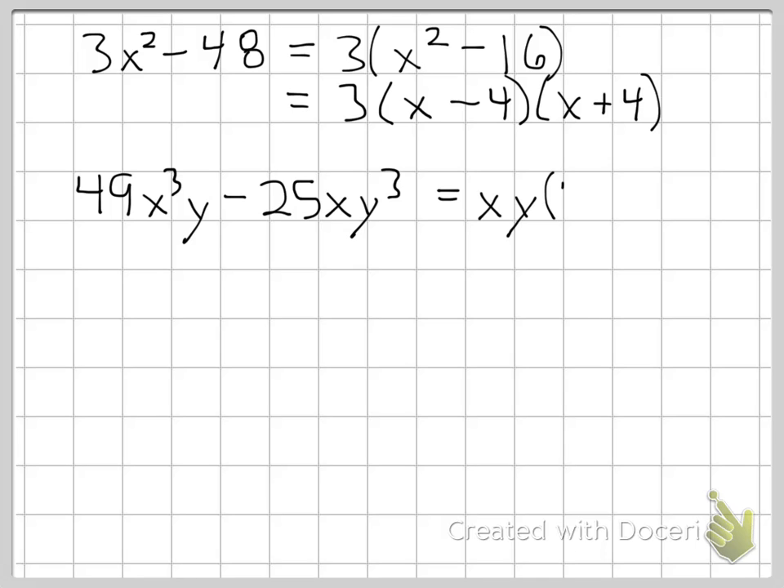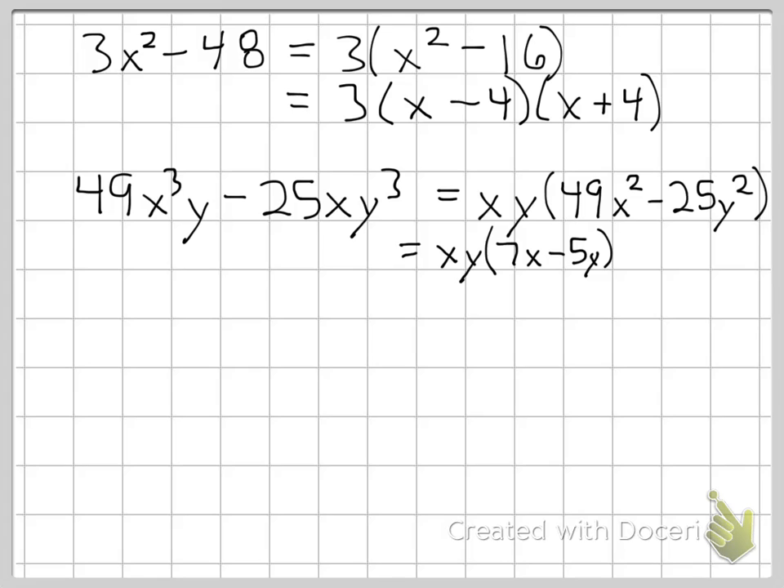So I got now 49 x squared minus 25 y squared. Now is that looking better for us? I think that is better. Now we have in the first term like a 7x squared. In the second term, it's a 5y, and that's all squared. So we can factor now, get xy, then it's going to be 7x minus 5y, 7x plus 5y.